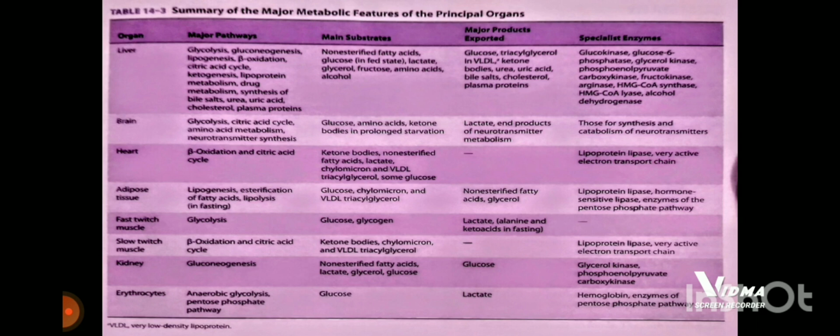This is a simple table we will try to understand. If we understand this table, we can easily understand the specific chapters of the various metabolic pathways. This table is a summary of the major metabolic features of the principal organs. We will try to understand it one by one.